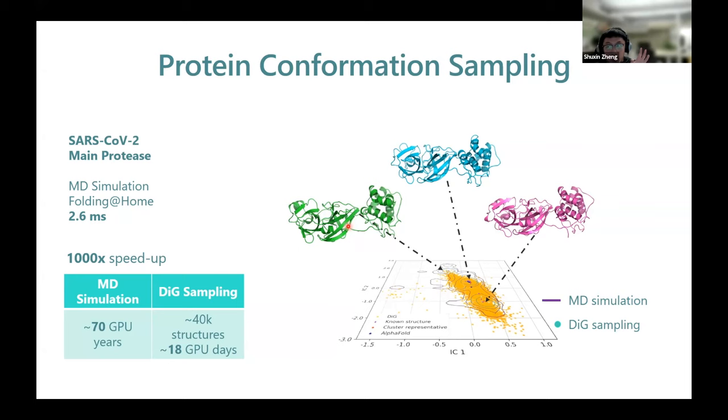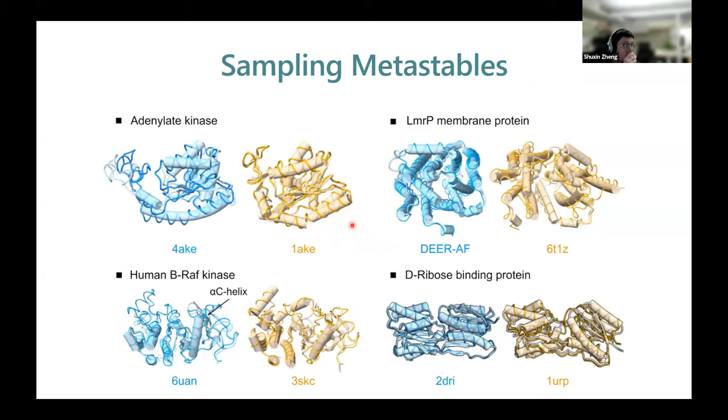Never seen in any one frame of the MD simulation, DIG can also sample all of these four distributions, which means that DIG can also generalize to the new conformation, in this case in the spike protein. And also, this result is very interesting.